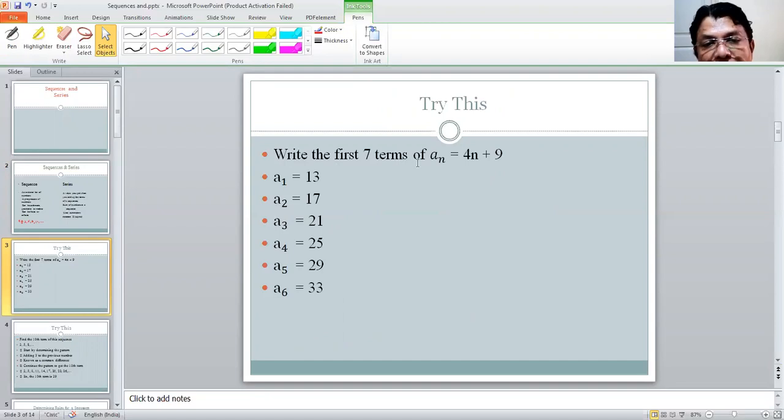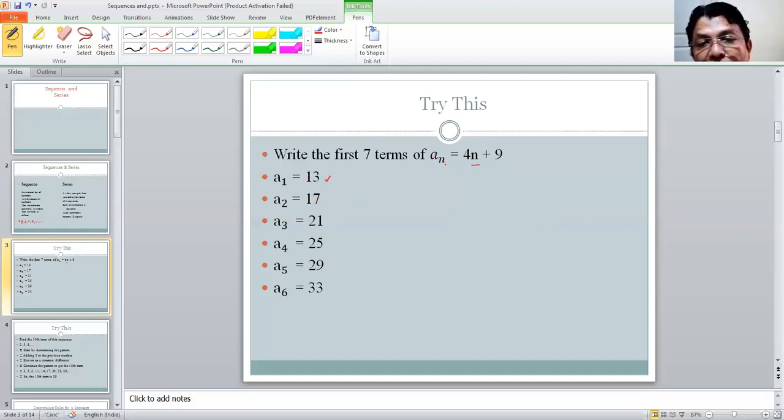Write the first 7 terms of a_n equals 4n plus 9. Now let me put n equal to 1. If I put n equal to 1 in this, what will happen? 4 into 1, that is 4, plus 9, that will be 13. So my first term is 13.